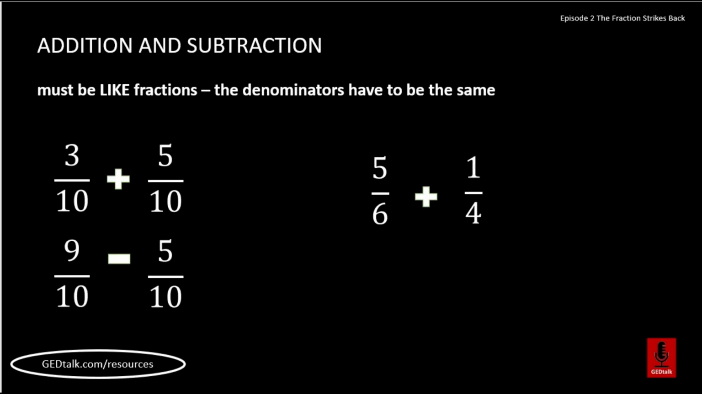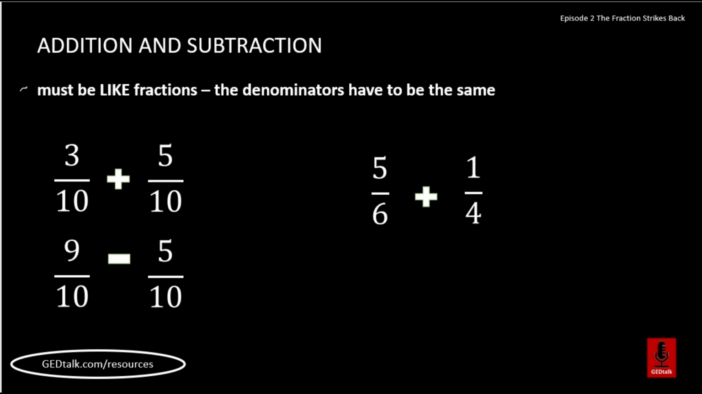So let's look at the first 2 operations when we deal with fractions, which is addition and subtraction. And notice the note down here, it says must be like fractions, which means the denominators have to be the same. If you want to add or subtract 2 fractions, the bottom number has to be the same.